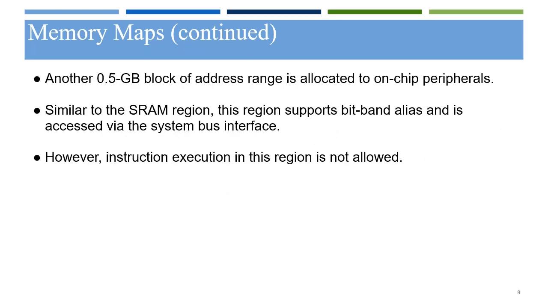Another 0.5 GB block of address range is allocated to on-chip peripherals. Similar to the SRAM region, this region also supports the bitband alias and is accessed via the system bus interface. But instruction execution in this region is not allowed. The bitband support in this peripheral region makes it easy to access or change control and status bits of peripherals, making it easier to program peripheral control.